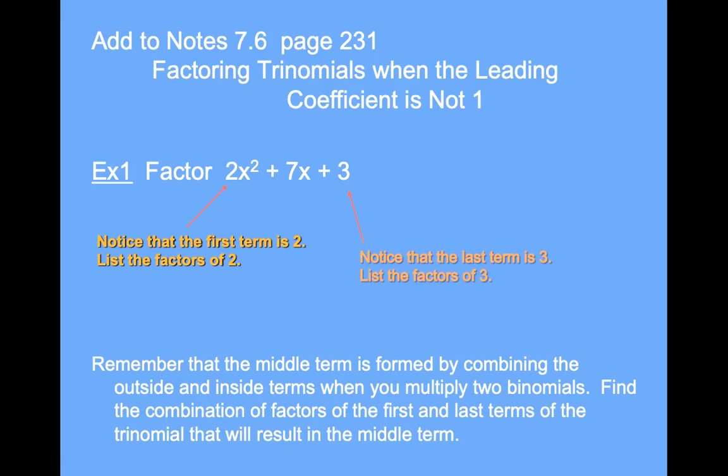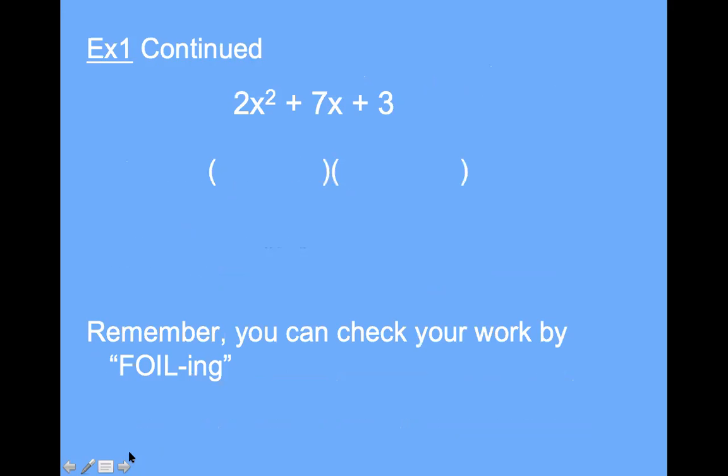All right, so we're trying to factor 2x squared plus 7x plus 3. It says, notice the first term is 2. We should list the factors of 2. All right, our factors of 2 are 1 and 2. On this end, it says, notice the last term is 3. List the factors of 3, 1 and 3. It says, recall that the middle term is formed by combining the outside and inside terms when you multiply two binomials. So we're trying to find the combination of these factors that's going to result in a 7 for the middle term. All right, so I'm going to click on the next slide here, and we're going to continue this.